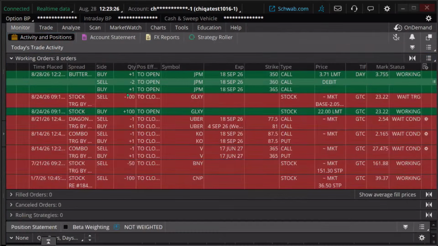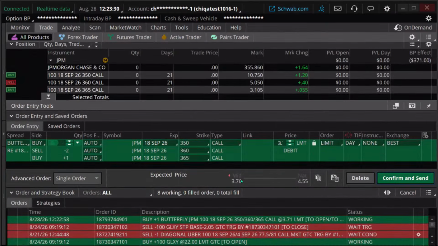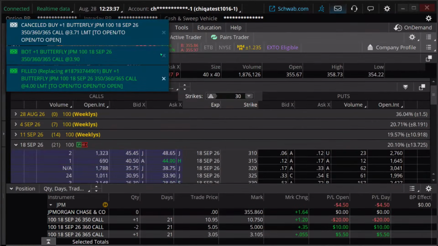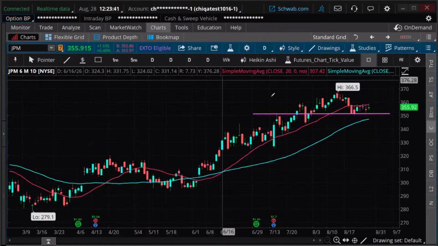Did we fill this? I don't think we filled yet. Okay, I'm going to cancel and replace this order, and I'm just going to get this to fill here. Let me see if I can send that. Send. Okay, so we filled that trade. So what price did we set? We said we were going to exit out.